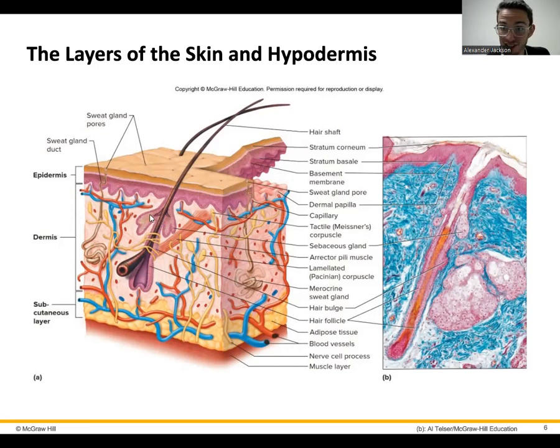Furthermore, there are a lot of other accessory structures in the dermis, like the erector pili muscle. When this is triggered, you get goosebumps, like when you're cold or potentially stressed, or you see the love of your life and your hairs stand on end.